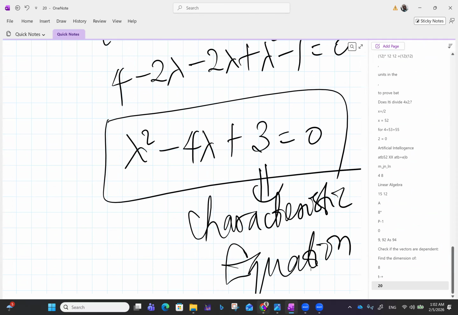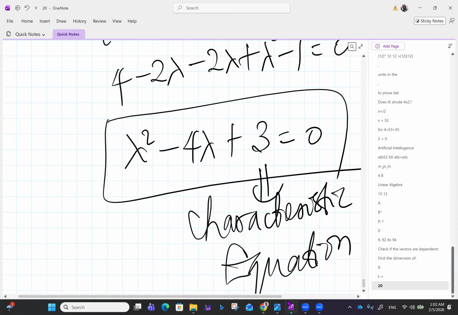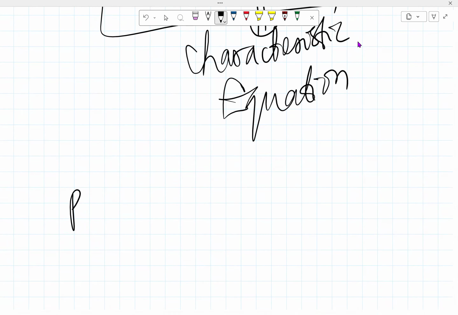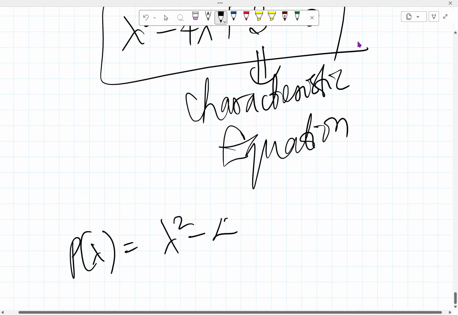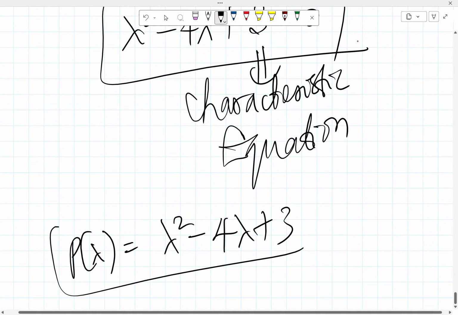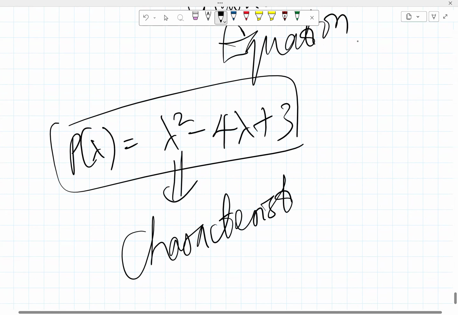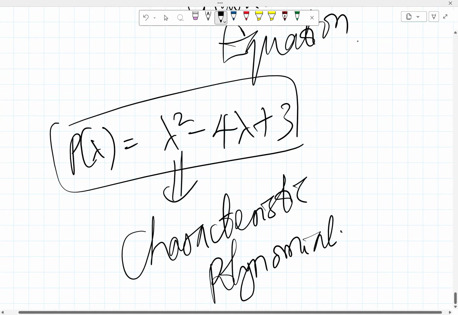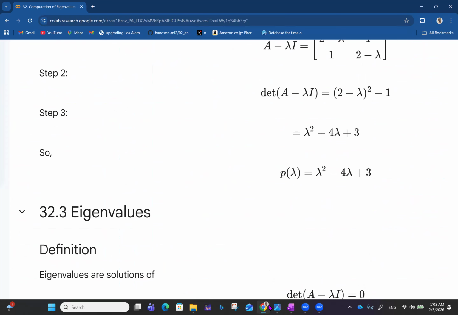Okay, so let's go back to the notes. That's the characteristic equation, right? But in terms of polynomial, P of lambda, which is equal to lambda squared minus 4 lambda plus 3, is what you know as the characteristic polynomial. This is the first step for looking for eigenvalues and then later on eigenvectors.